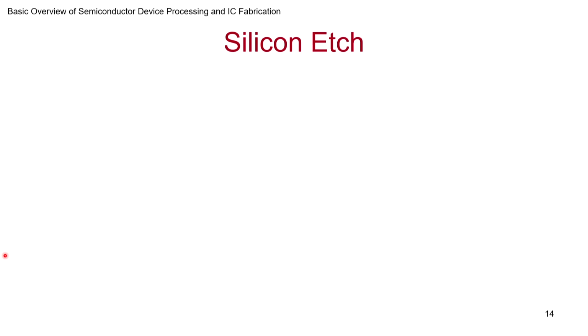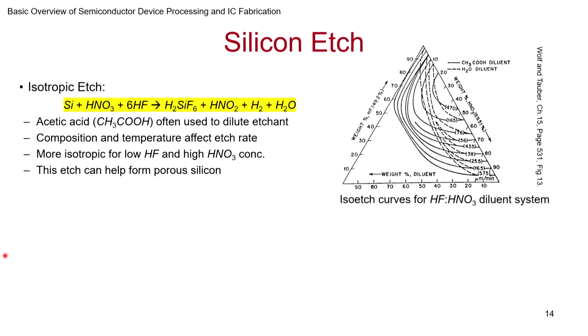So now let's look into some of the popular etches that are there. I want to leave you with some key things which I feel are important for somebody who's interested in semiconductor processing. First is silicon etch. Silicon etch can be both anisotropic as well as isotropic. So let's look at isotropic etch first.